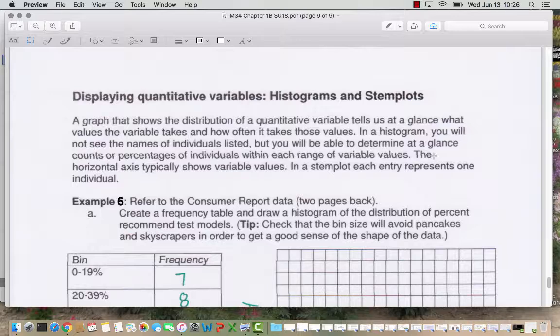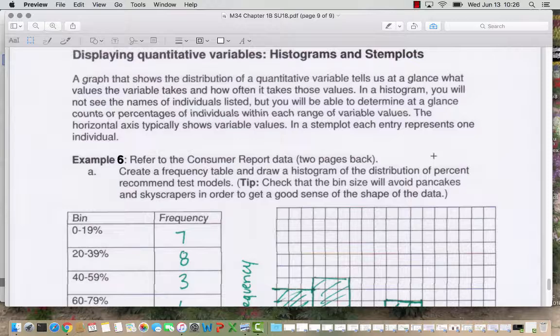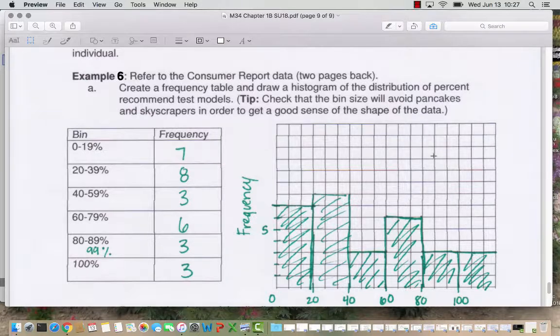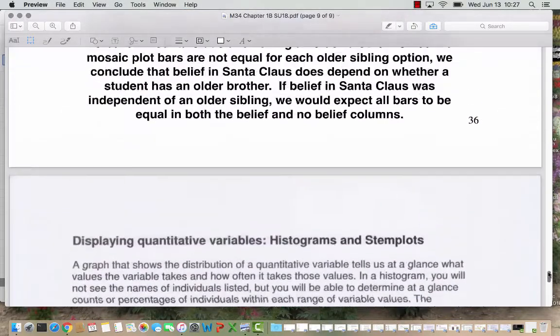We will now look at displaying quantitative variables, histograms, and stem plots. So when we look at quantitative or numerical variables, we need to be able to see the relationship between the numerical values. And so in a histogram, you're not going to see the names of individual people, but you are going to be able to determine at a glance the counts or the percents of the individuals within each range that we determine. So we're going to look back at that Consumer Reports data for the percent of recommended test models. So we come back a couple pages.